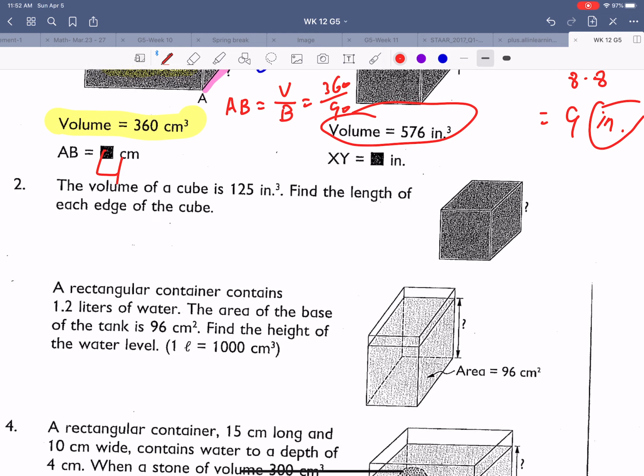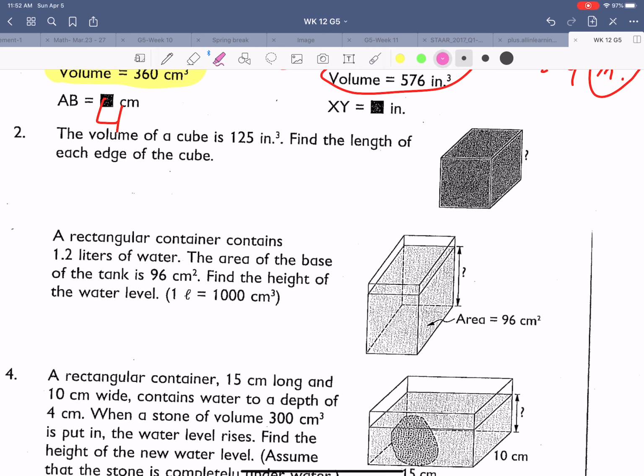Number 2, the volume of a cube. So when you read the question, you may want to highlight or circle or underline this word, cube. So you can think, what do we know about cube? Circle the number 125, trying to find the length of each edge.